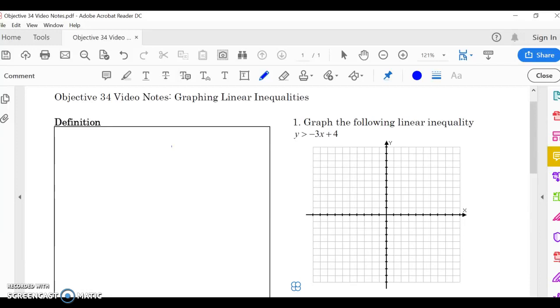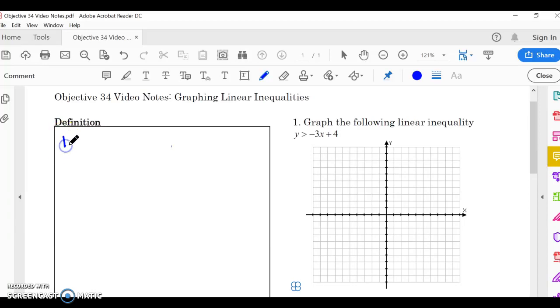If you look at problem number 1, it says graph the following linear inequality. We would read that as y is greater than negative 3x plus 4. What you'll notice is that there's an inequality sign instead of an equal sign from last chapter. So to do this, we're basically going to have to do 3 steps.